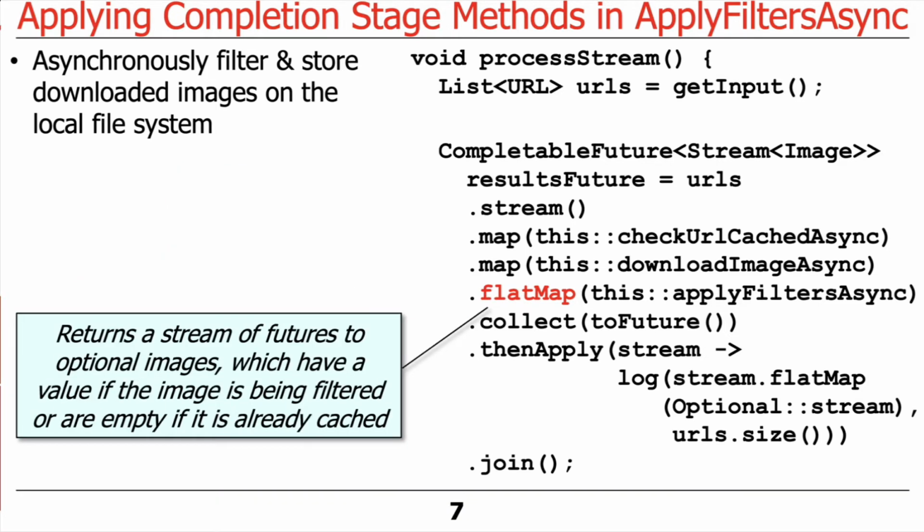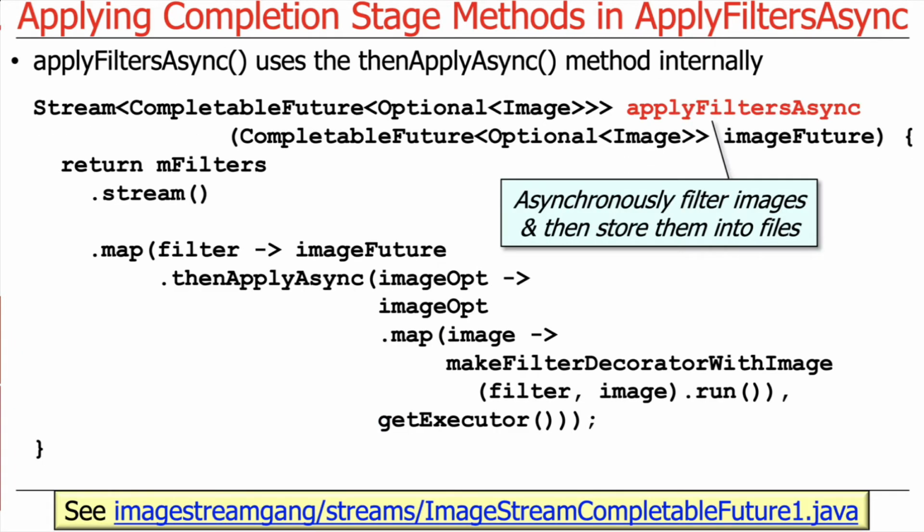What we get back is a stream of completable futures to optional images, which will have a value. The optionals will have a value if the image is being filtered and or stored, but will be empty if the URL had already been cached earlier. So again, we're just percolating this stuff down the chain.